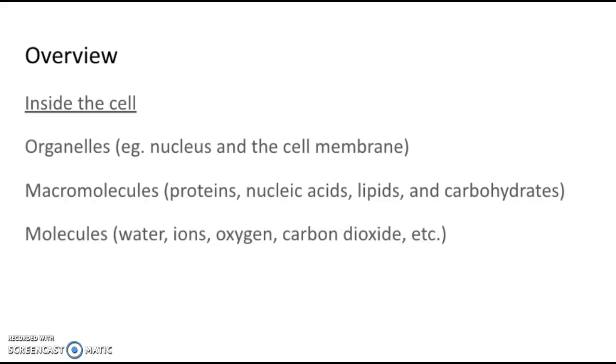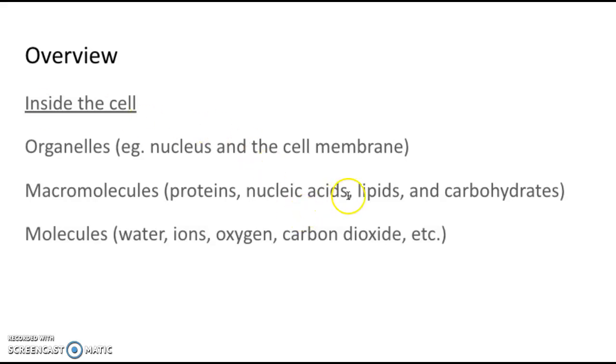So as an overview, inside of a cell, you've got all this stuff called organelles, which you learned about in general biology, like a nucleus and the cell membrane. There's macromolecules, which are just big molecules, like proteins, like that CFTR protein that we just talked about. That's one example. There's many, many proteins. Hundreds of thousands of proteins.